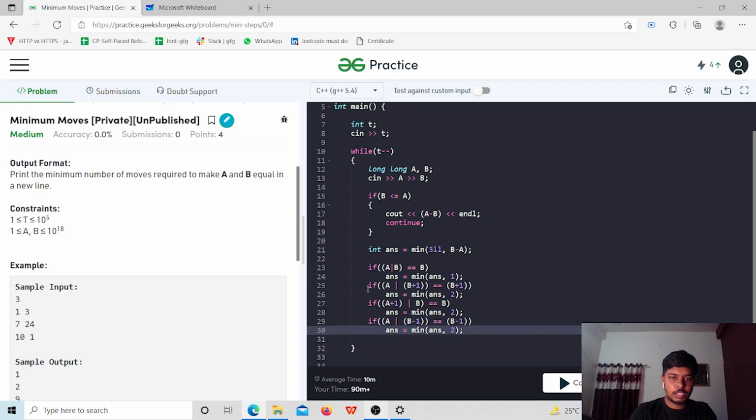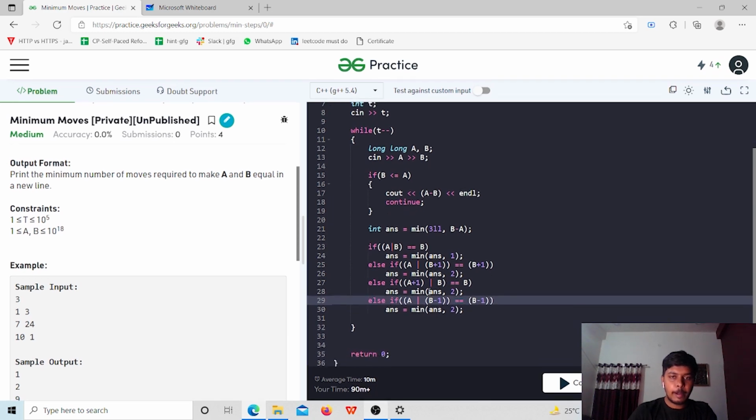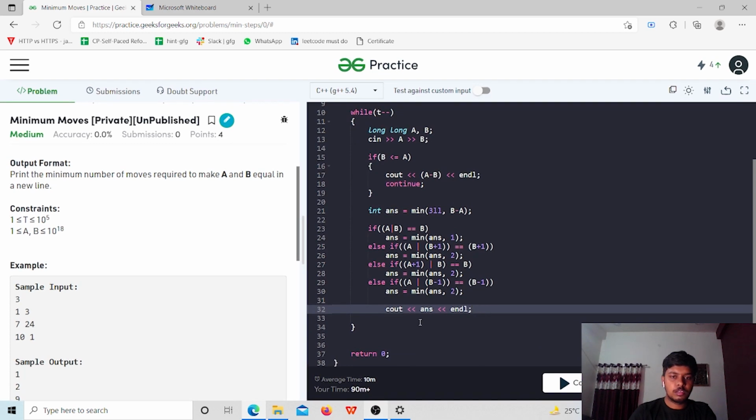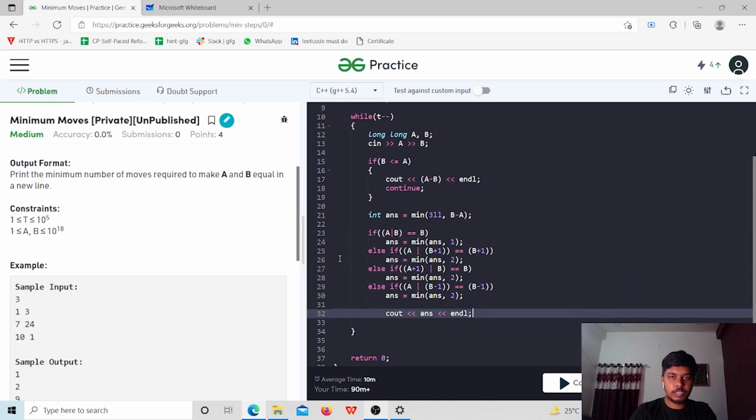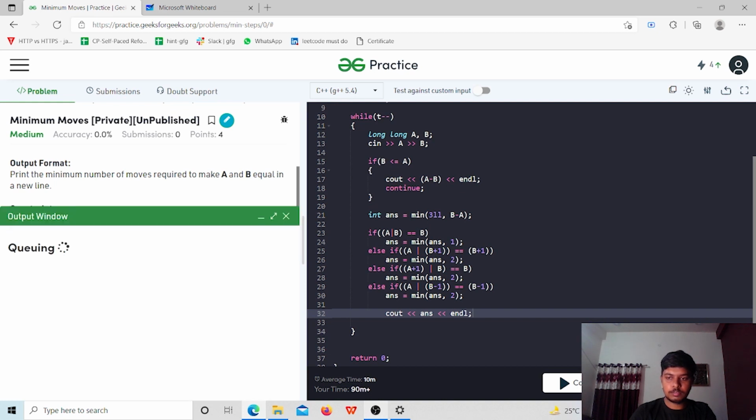Now let's put this equation into else. Okay, now you will print the answer here. Okay, so I think this will be correct. Let's check this.